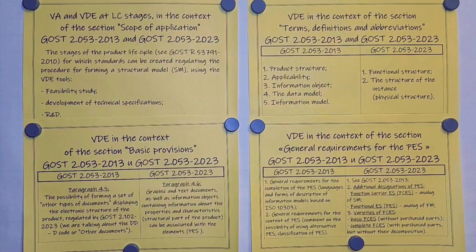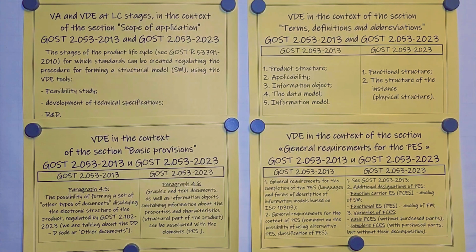In the section devoted to the general requirements for the content of product electronic structure, paragraph 6.2 states the following. For the same product, depending on the stages of the product life cycle, varieties of product electronic structure can be developed and applied, performed on the basis of determining specific aspects of the product description or context. The nomenclature of the information objects used, the technical content, and the corresponding data model are established by the developer unless otherwise defined in the technical assignment.